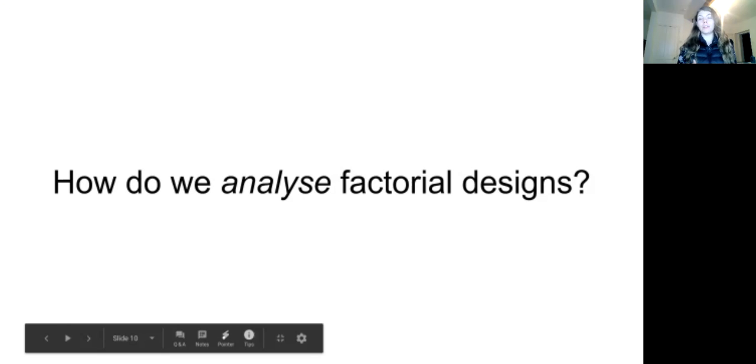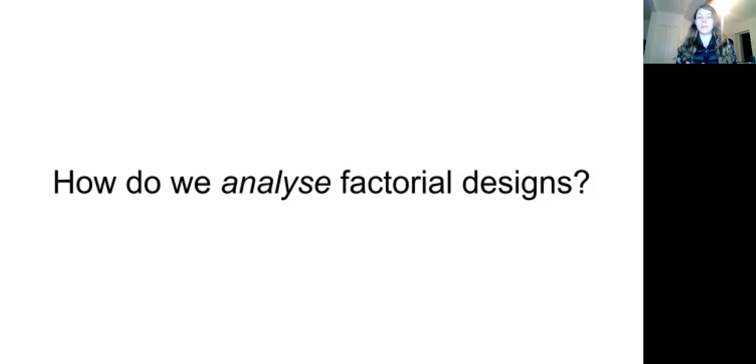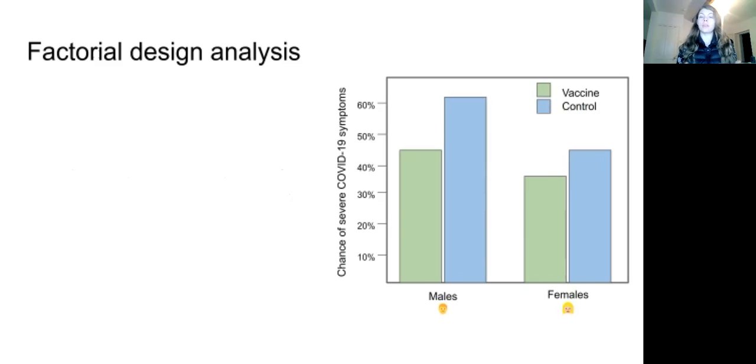Next, we're going to look at how to analyze a factorial design. The aforementioned benefits of factorial design, that is, greater efficiency and the ability to study interaction effects, only apply if we use the correct statistical approaches. So let's remind ourselves of our two scientific questions. Is the COVID-19 vaccine effective? And does efficacy differ by sex?